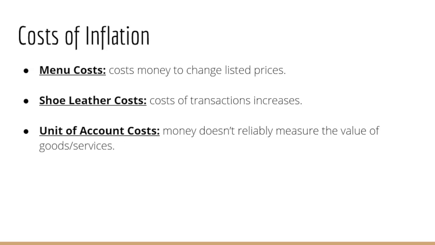And lastly, unit of account costs. Our money doesn't reliably measure the value of goods and services, right? Because there is inflation, there is a certain amount of uncertainty caused by the changes in currency value. Our dollar, because it's not backed by anything, is solely backed by our faith in our government, right? The value of our dollar can change. And so in that sense, our money isn't necessarily the most accurate measure of how valuable a good or service is.